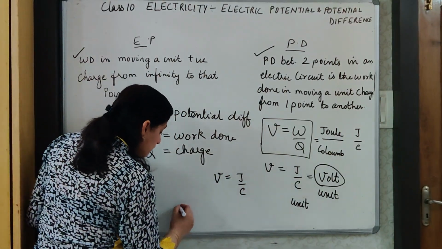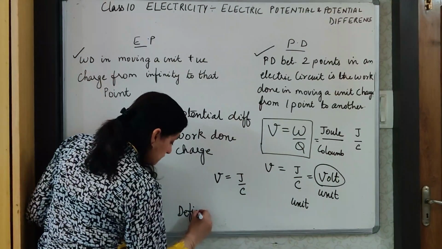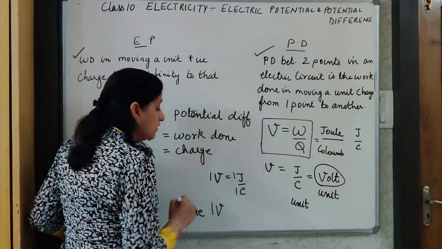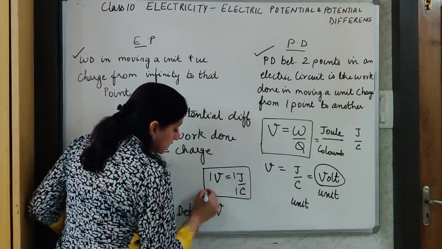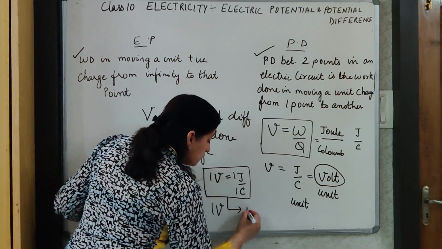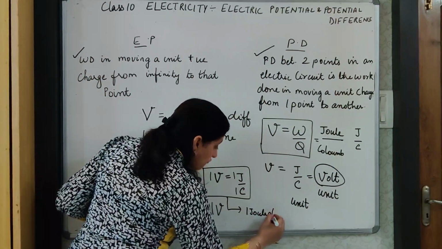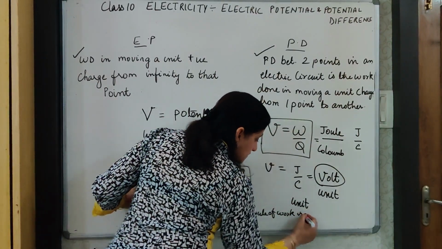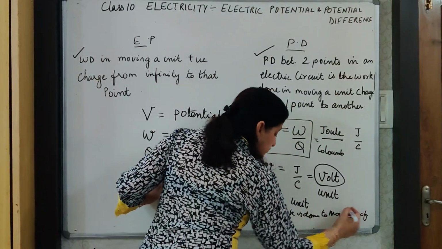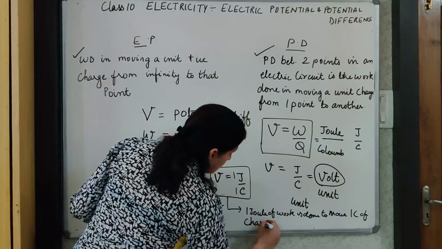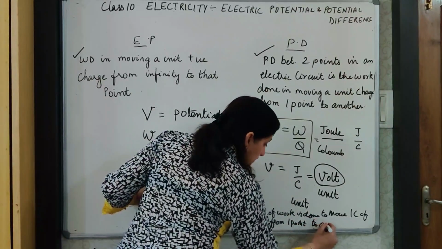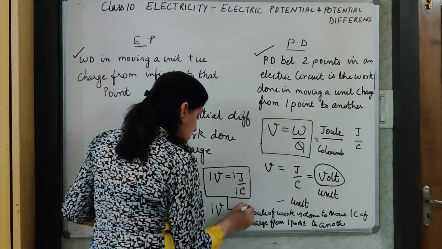Now we have to define 1 volt. To define 1 volt, we will simply add 1, 1 and 1 to this formula, and from here we can give the definition: 1 volt is the potential difference when 1 joule of work is done to move 1 coulomb of charge from one point to another, and this will be the representation of this definition.